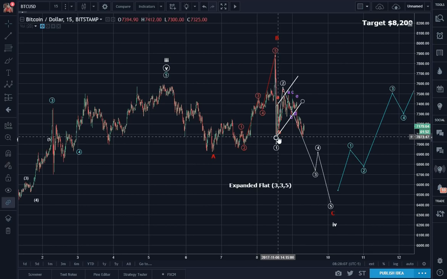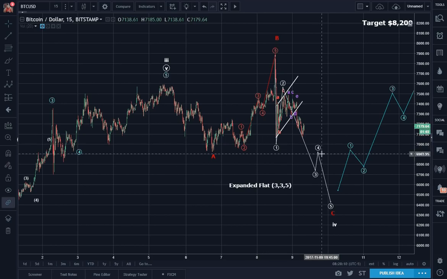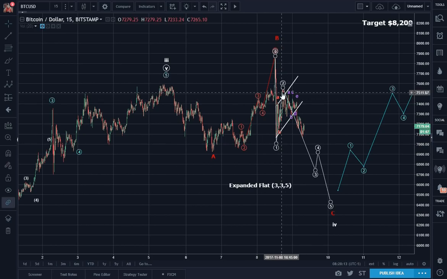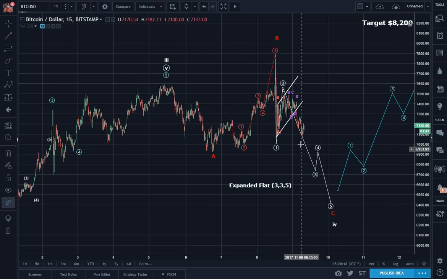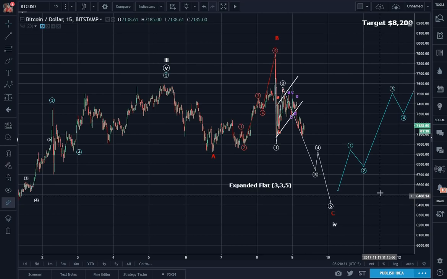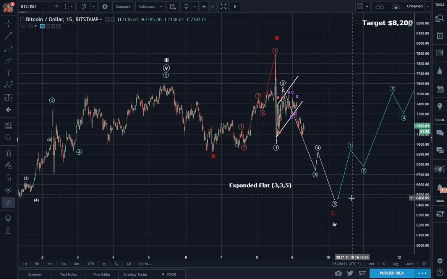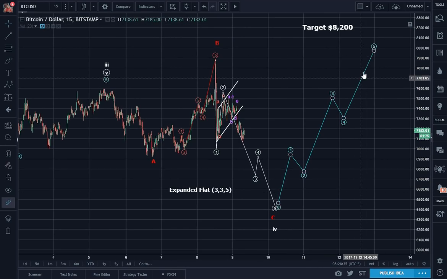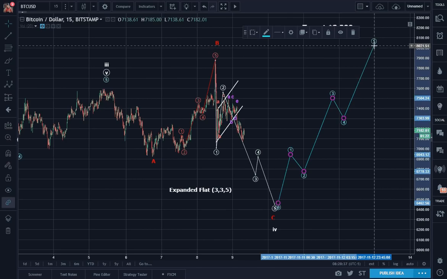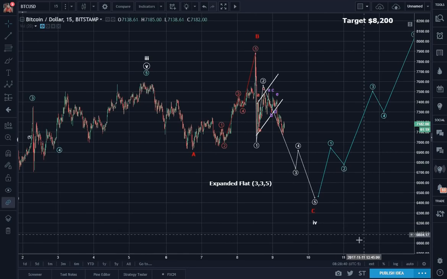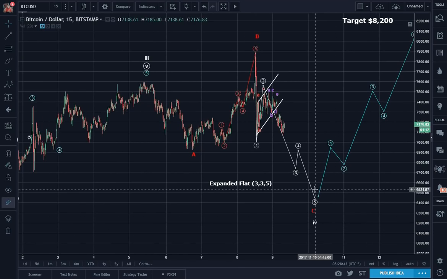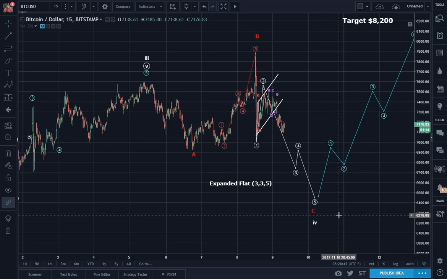Since wave 1 is extended, 3, 4, 5 will be approximately 50% in this case of wave 1, or 0.618, close to it. Like I said, you don't need to hit the bullseye on the Fibonaccis. Eyeballing is good enough as long as you get the direction right. That's the most important thing. And then from here, price will start impulsing back up. So, let's say maybe a day or so more of this correction.